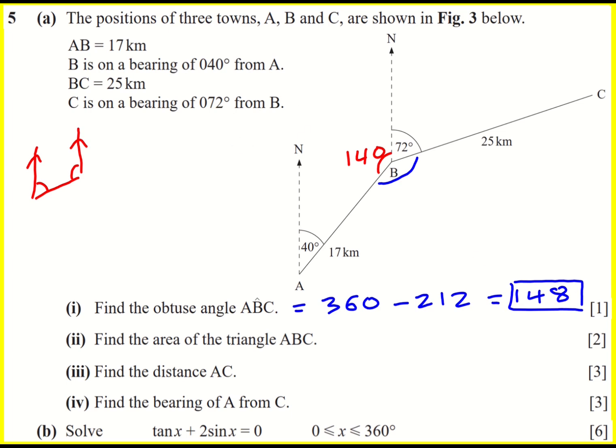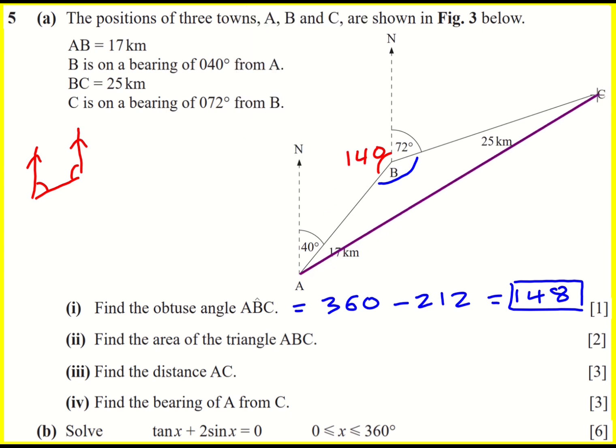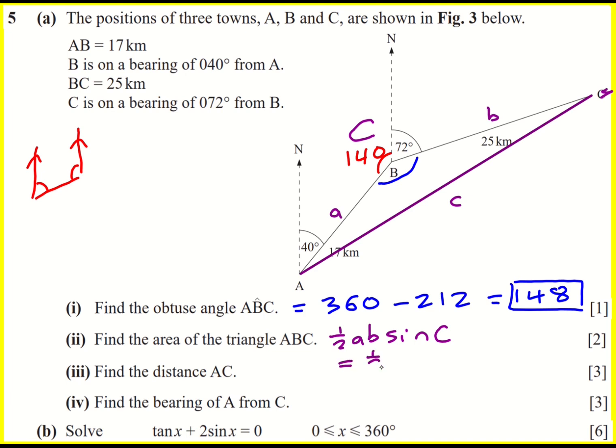Now find the area of ABC. So there's my triangle. And we can use the formula a half ab sine C. Okay, so non-right angled triangle, so I'm just going to relabel it. This is now going to be capital C and this little c, and then I'll call this A and B. Therefore, I'll get a half times 17 times 25 times sine 148.